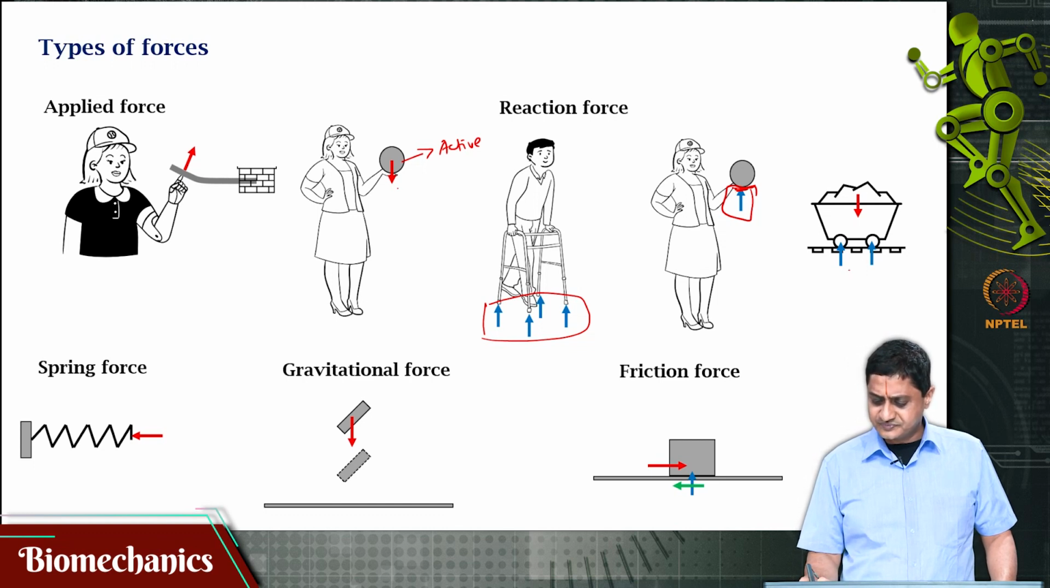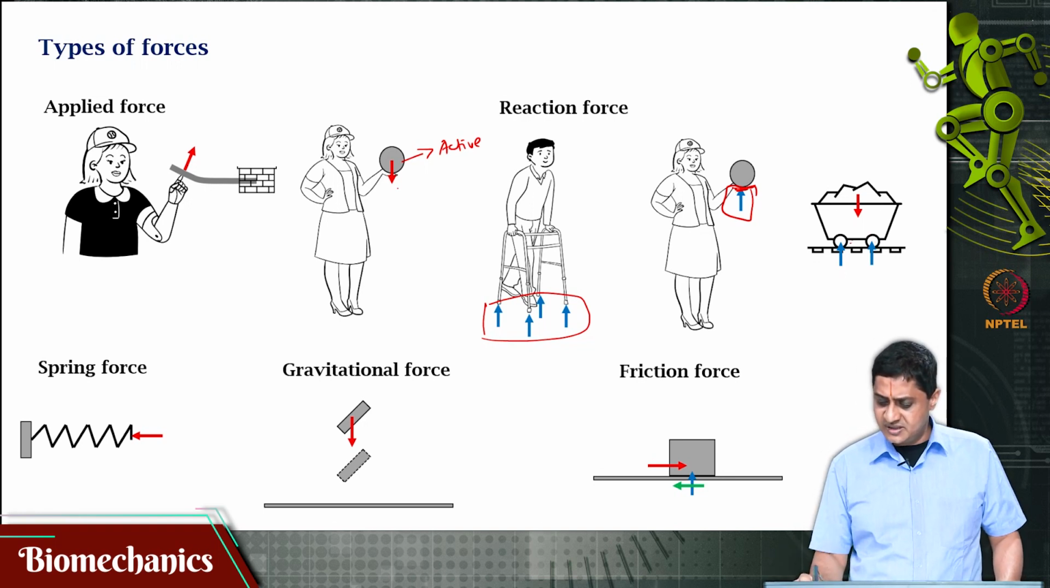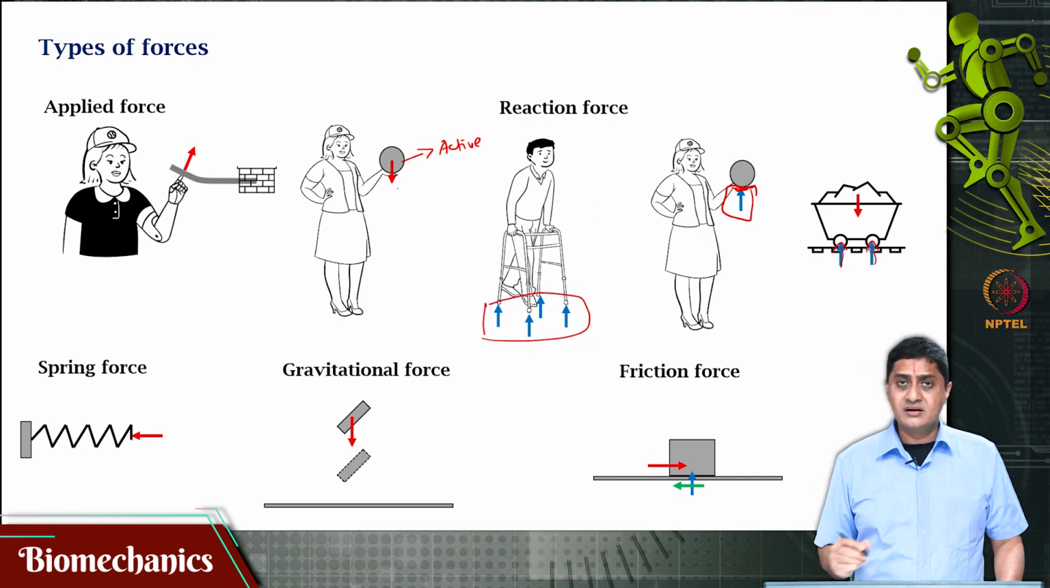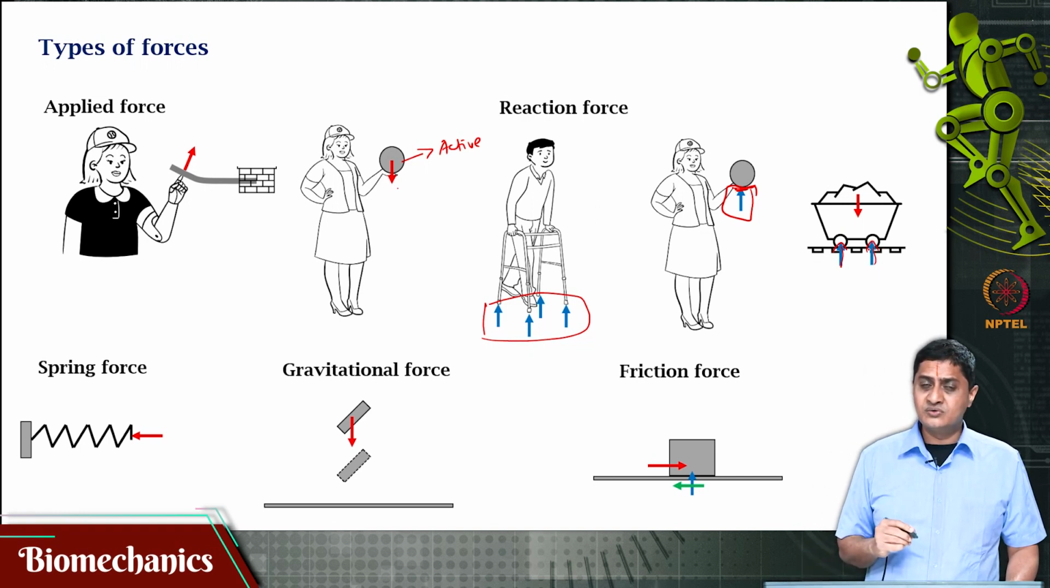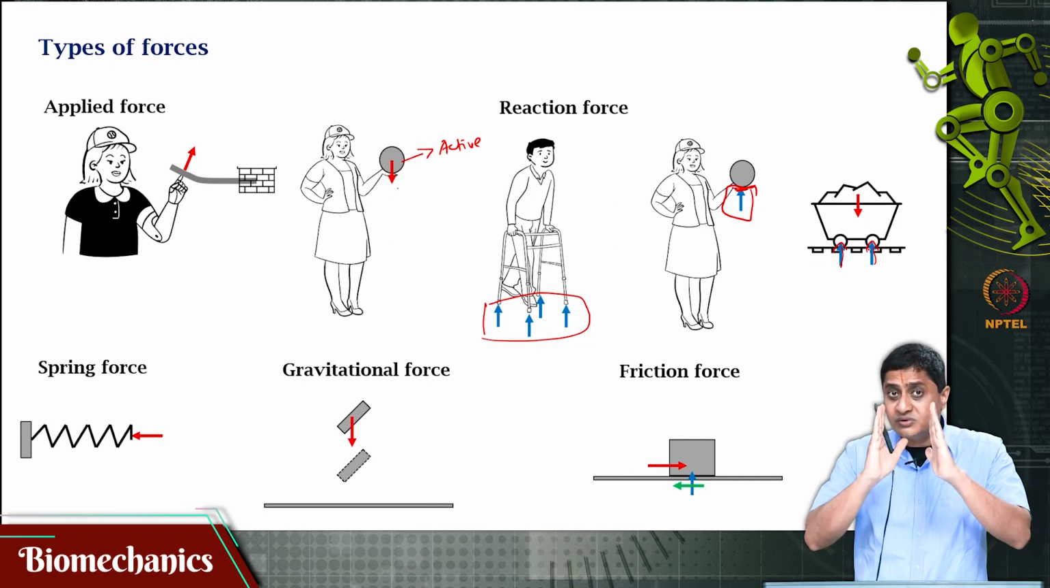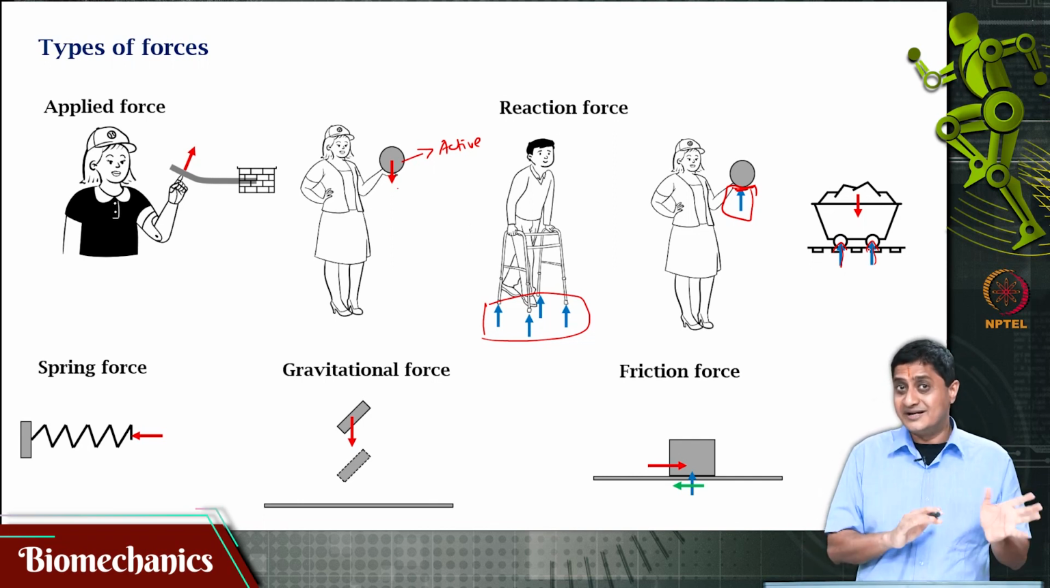Likewise, here is a cart that is moving on a rail. Similarly, there will be some normal reaction force. Critical to note the use of the word normal. That means these forces are only acting normal to that cart, not in any other direction.